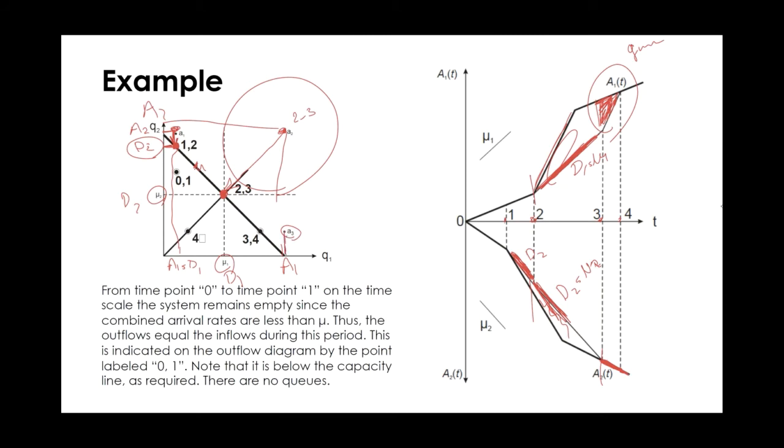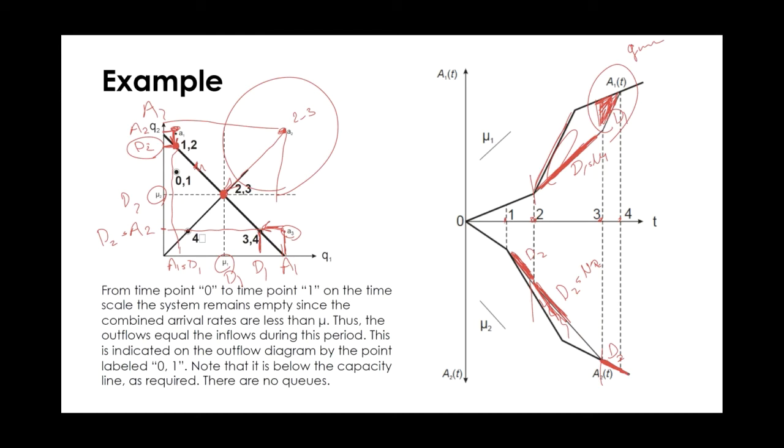where arrival one is A1, which is much larger than mu one. So stream number one is congested, while arrival two is here, smaller than mu two, that means that it is not congested. So what would be D1 and D2? We need to project this point to this line, and that would be my D1. And because stream number two is not congested, D2 is actually equal to A2. So this would be my D1 here, and this would be my D2 here.